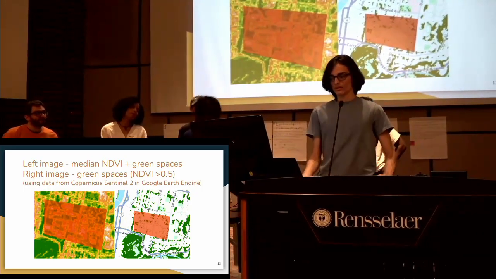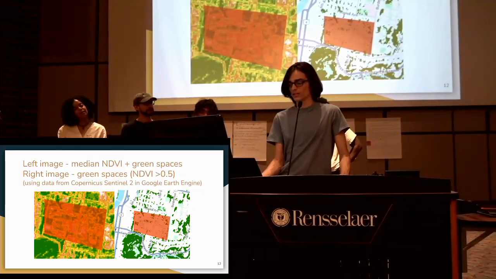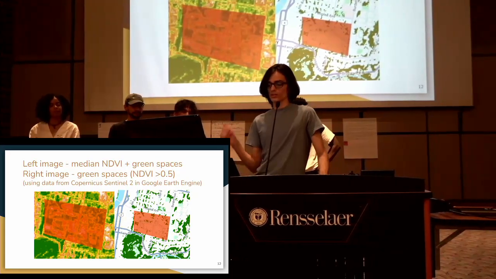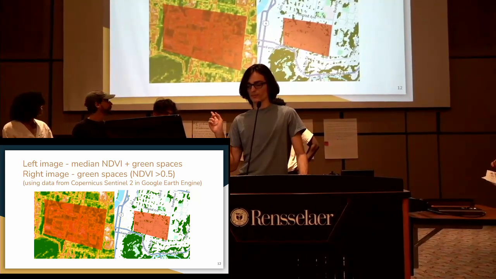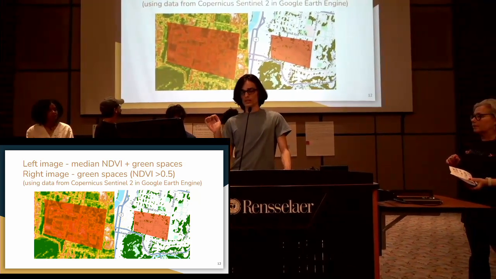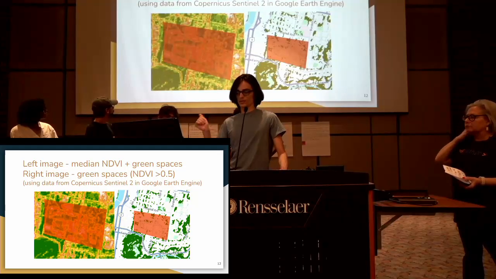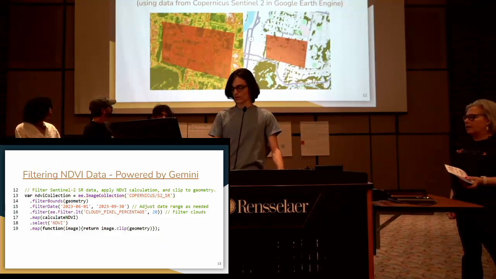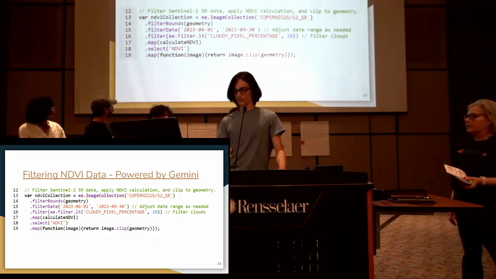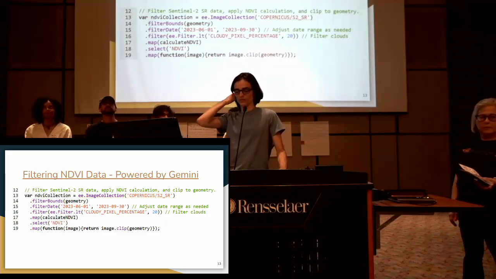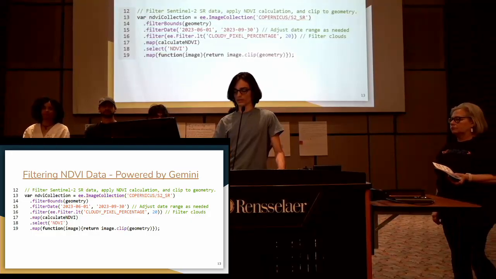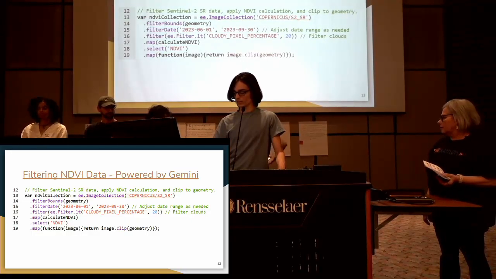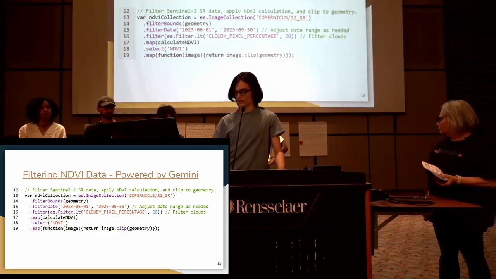We use data from the Copernicus Sentinel-2 satellite in Google Earth Engine to get NDVI data. You can see our left image is showing median NDVI around campus, and the right image is green spaces with an NDVI of greater than 5. And we used Gemini to create some of the filters required to get this high granularity data, including filtering out cloudiness, which you can see on line 16.